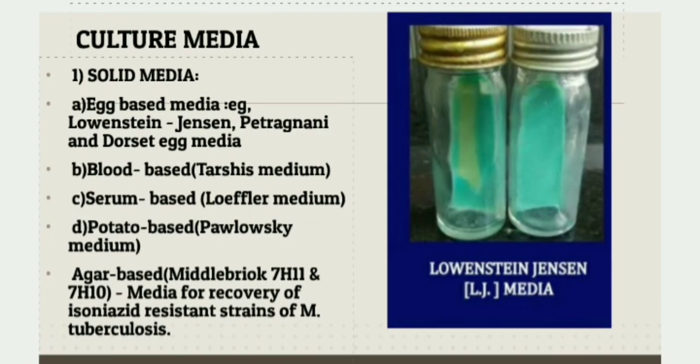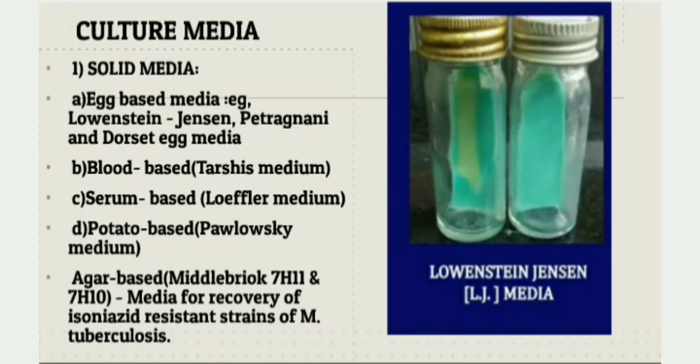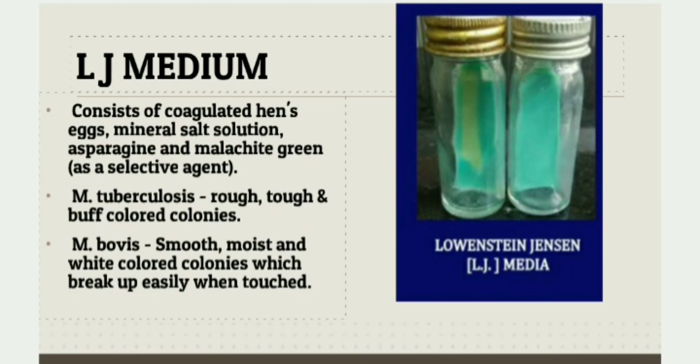Tubercle bacilli are highly fastidious and grow only in enriched culture media. It can be solid media or liquid media. The various solid media are egg-based media like Lowenstein-Jensen media, Petragnani and Dorset egg media, blood-based Tarshis medium, serum-based Loeffler medium, potato-based Pawlowsky medium, and agar-based Middlebrook 7H11 and 7H10. Among these, the LJ medium is widely recommended. Malachite green is a selective agent of LJ medium.